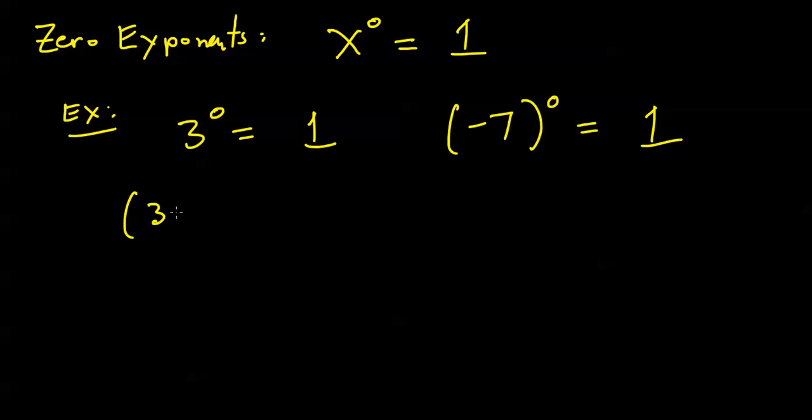Let's get something a little more complicated here. 3x squared times y cubed, in turn raised to the 0 power, equals 1. Anything, no matter how simple, no matter how complicated, if it's raised to the 0 power, it's equal to 1.